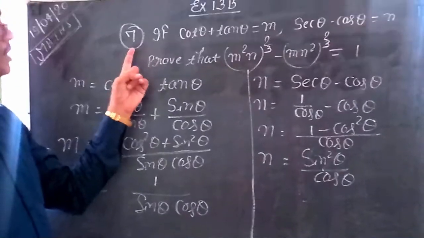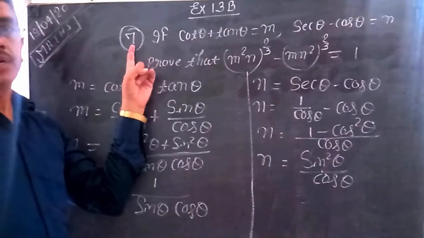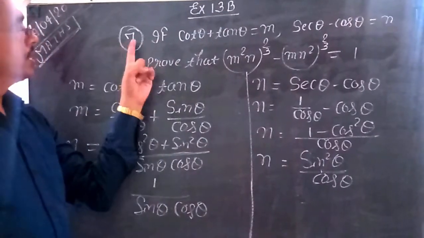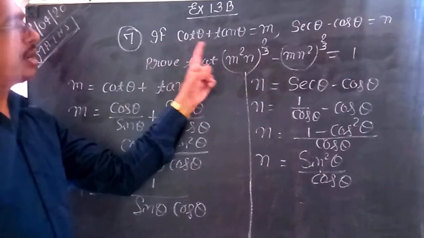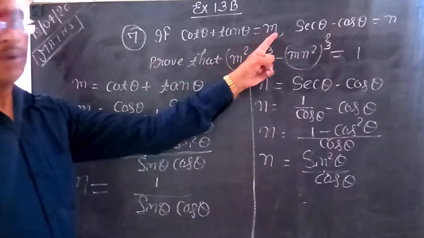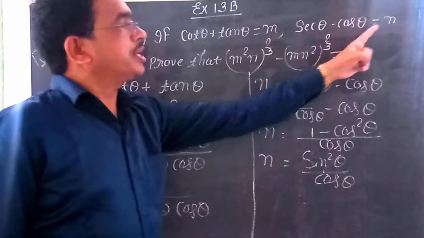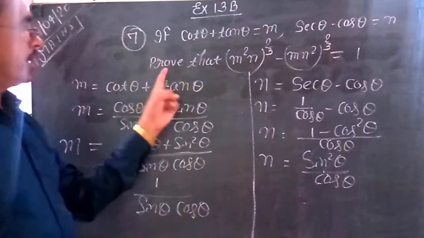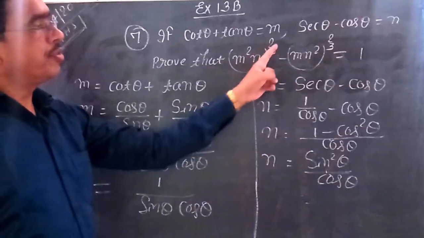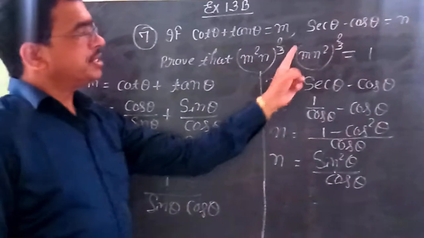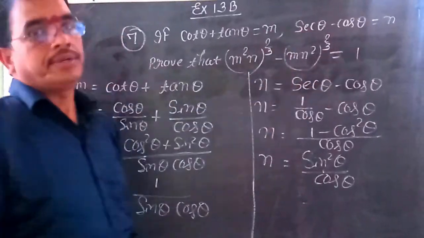Yes, now you see last question of today of exercise 13b. Next question I solve the next day. Question number 7. That is, if cot theta plus tan theta is equal to m and sec theta minus cos theta is equal to n, then prove that (m square n) power 2 by 3 minus (m n square) power 2 by 3 is equal to 1.